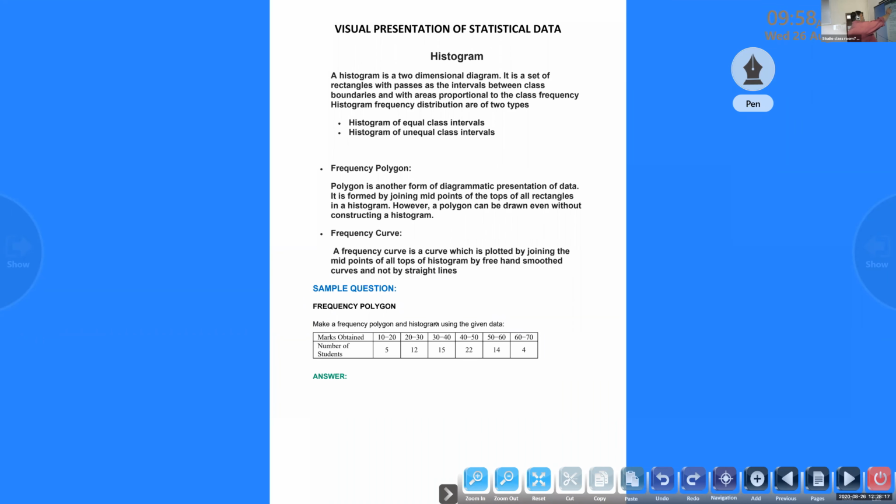So a histogram is a 2-dimensional diagram. It's a set of rectangles whose bases are the intervals between class boundaries and with areas proportional to the class frequency. It's a 1-mark question. Histogram frequency distributions are of 2 types: one is equal class intervals and the other is unequal class intervals. We are able to draw a histogram with unequal class intervals and even with equal class intervals. Frequency polygon, we already observed here.